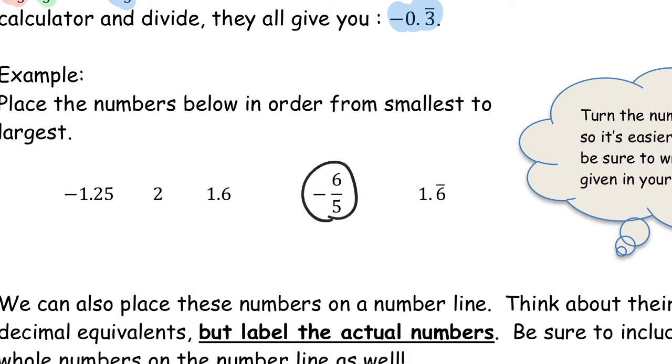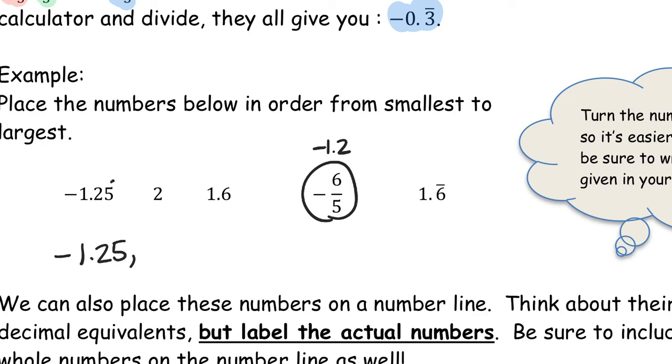So if I change him into a decimal and I say negative 6 over 5, I end up getting negative 1.2. Okay, so now the smallest number is the one that is furthest to the left on the number line, right? So that would be my kind of largest negative number. So my smallest number is going to be negative 1.25.